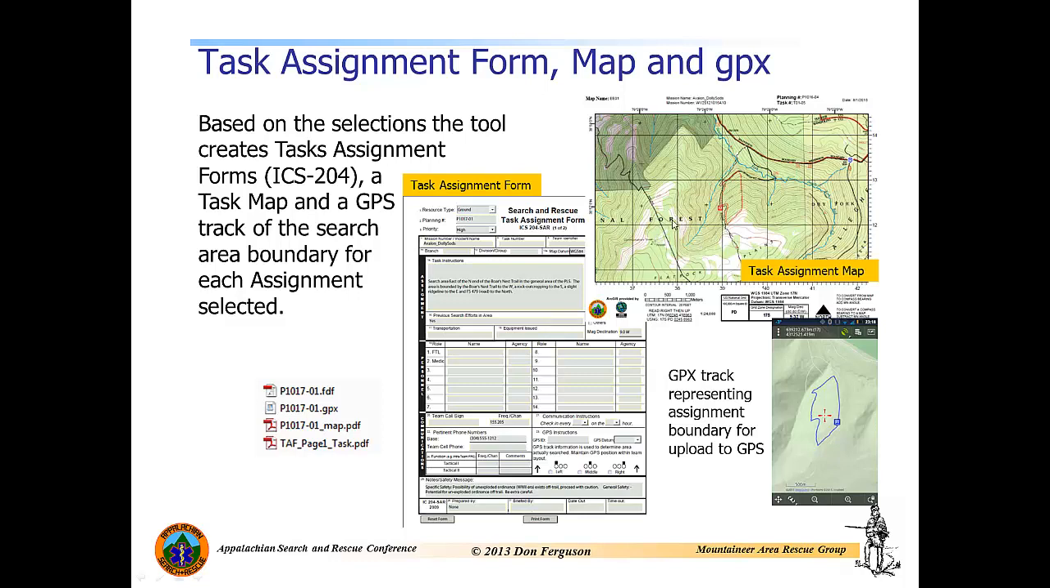A task assignment map is also generated along with the task assignment form. This map is created at a user-defined scale that can be customized for the task. The assigned area is automatically centered on the map, and the boundaries of the search area are highlighted. The task map also contains a variety of additional information to ensure the safety and operational capabilities of the field team. Included around the border is both longitude and latitude and U.S. National Grid, or UTM.